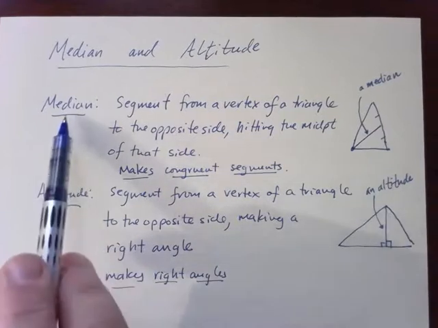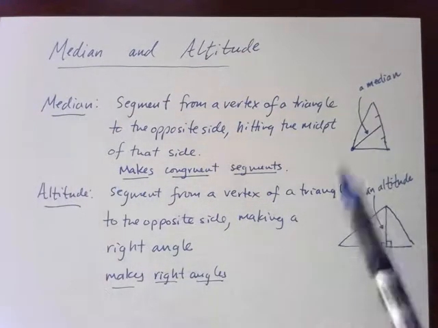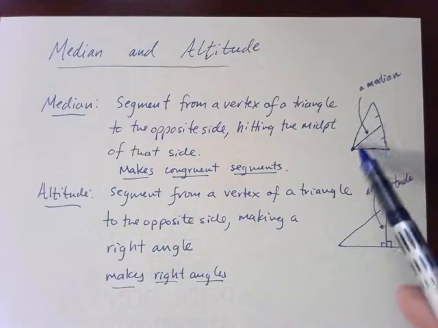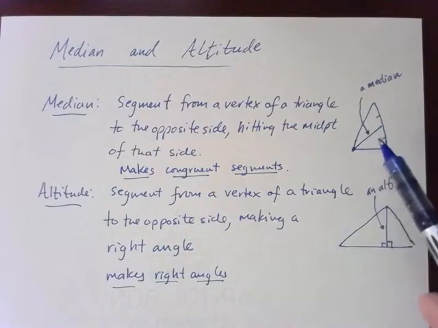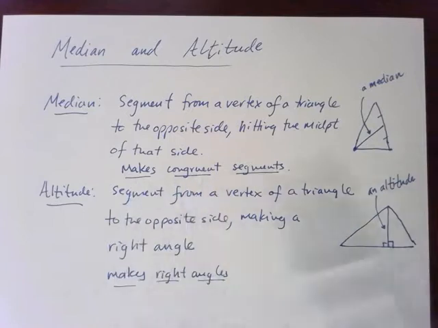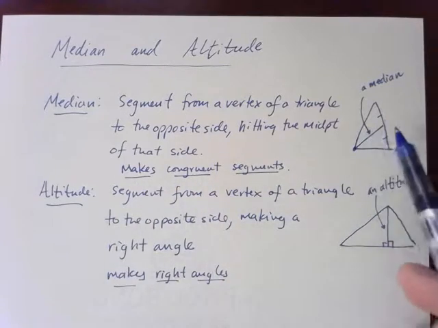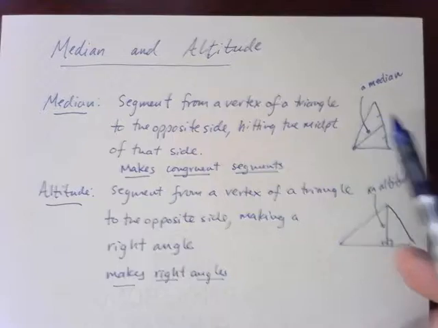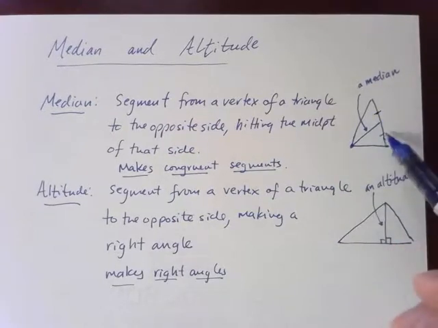So median is used for middle in a lot of different contexts, and it means it hits the middle here also. So when you see the word median, what you want to remember is, okay, this is going to make congruent segments. Median in a proof is going to tell you directly that these two sides are the same.